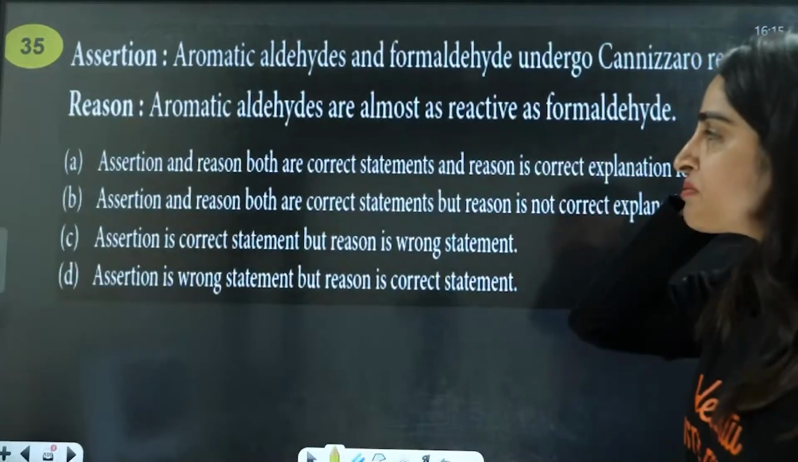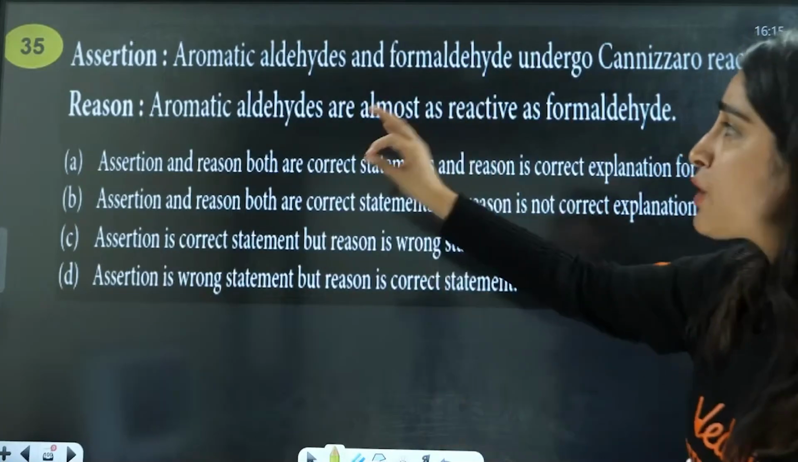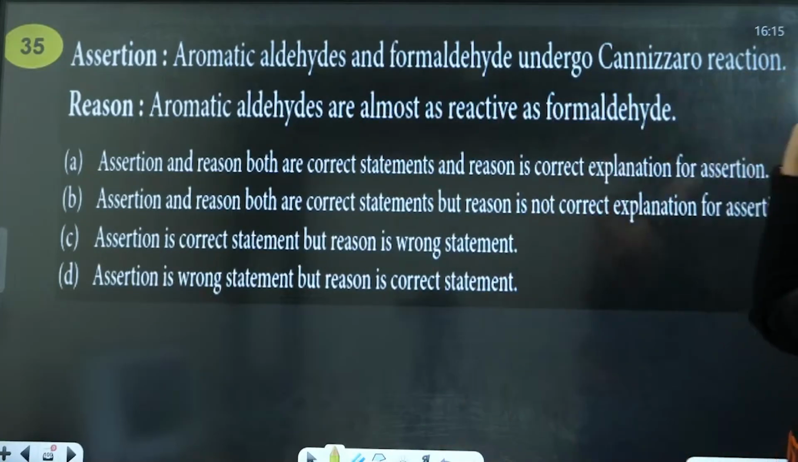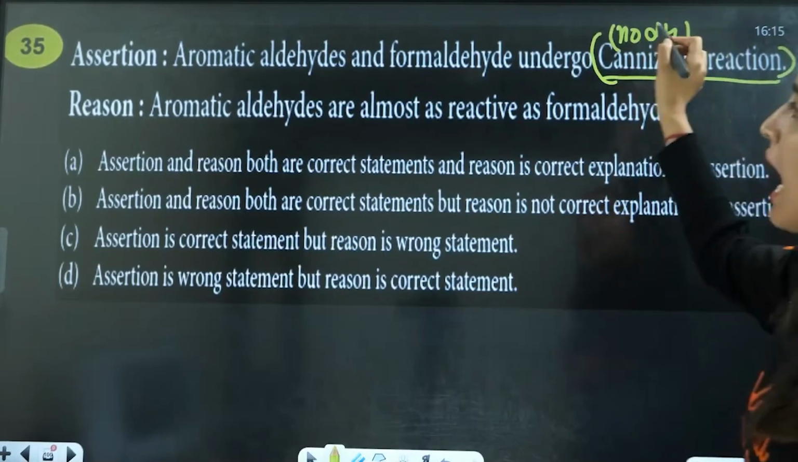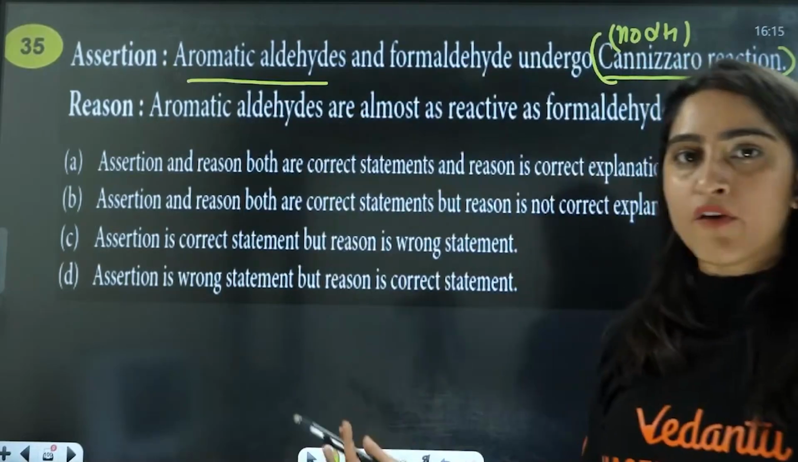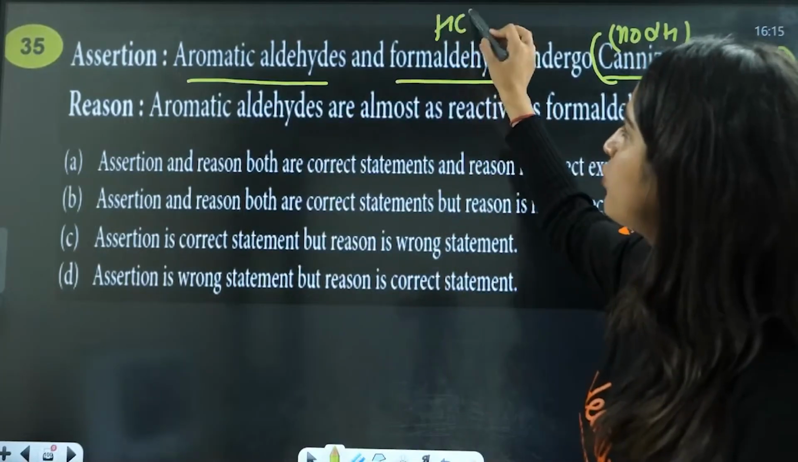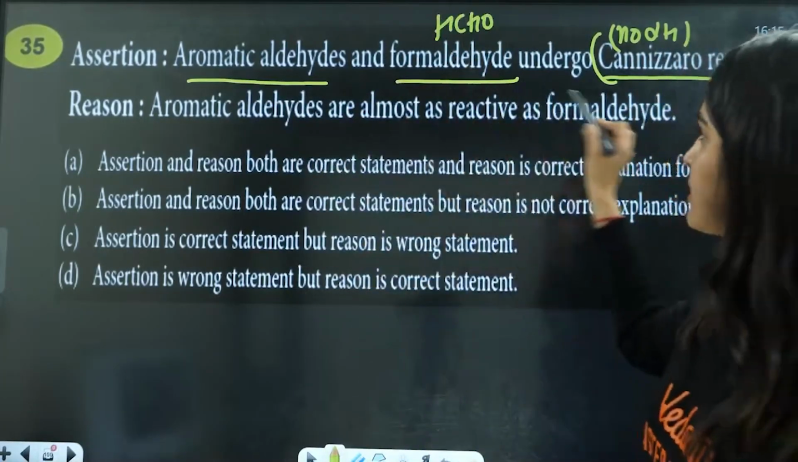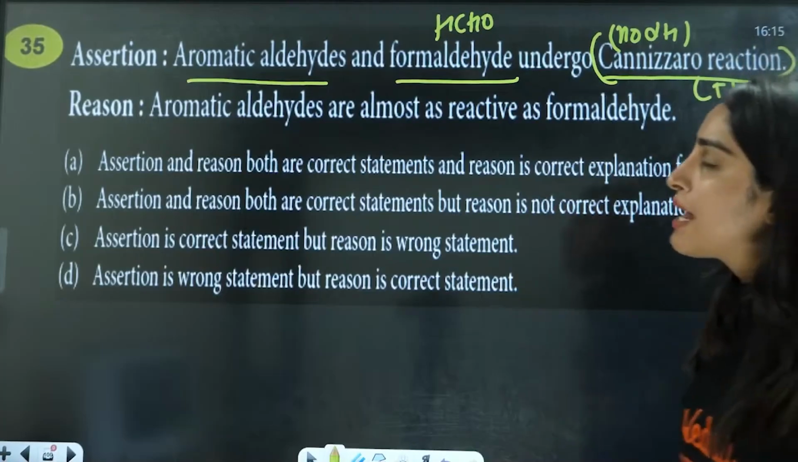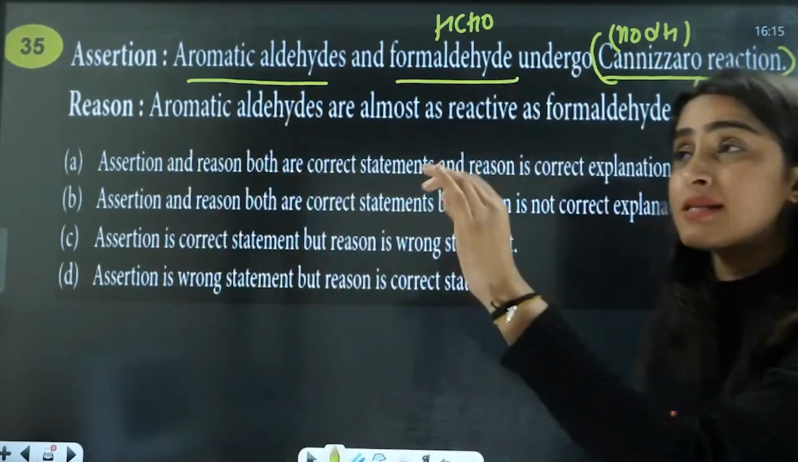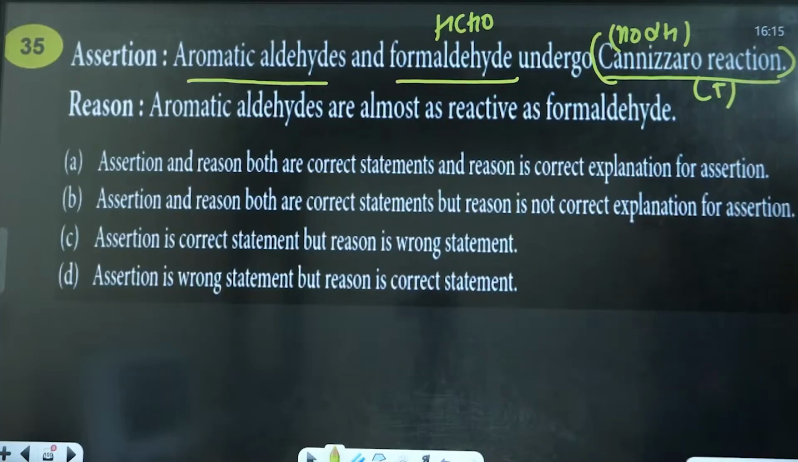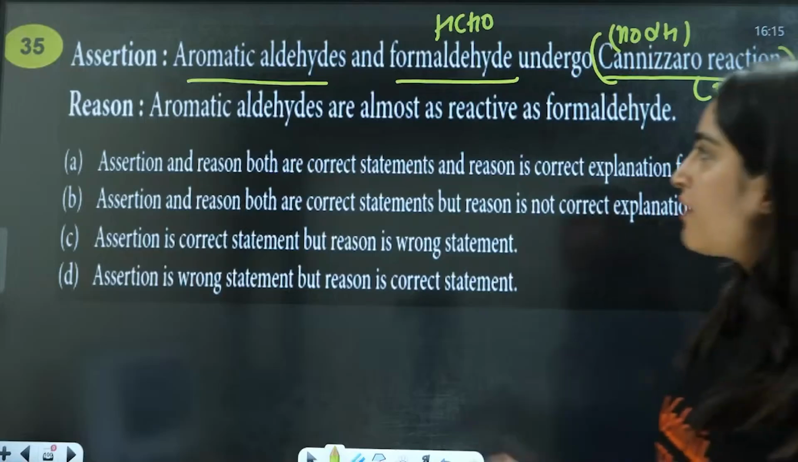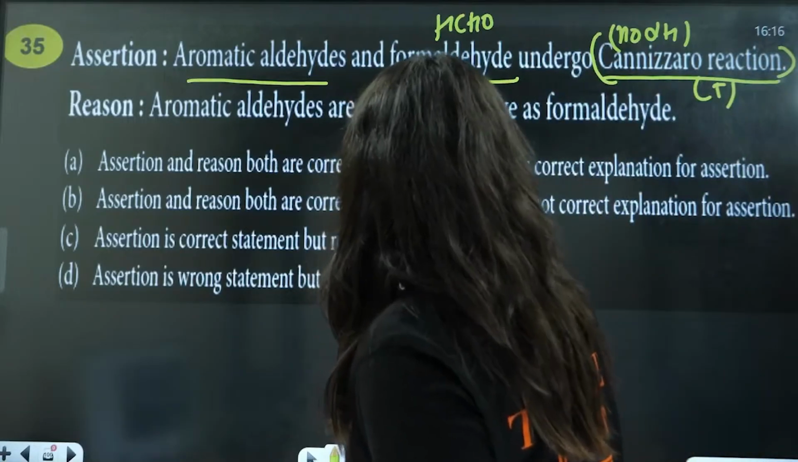Next: aromatic aldehyde and formaldehyde undergo Cannizzaro reaction. For the Cannizzaro reaction there must be no alpha hydrogen, and aromatic aldehyde and formaldehyde do not have alpha hydrogen. So this statement is true. Next: aromatic aldehydes are almost as reactive as formaldehyde. Is it, bacha? You have aromatic aldehyde, okay? This is aromatic aldehyde.